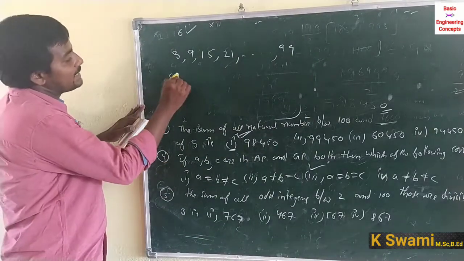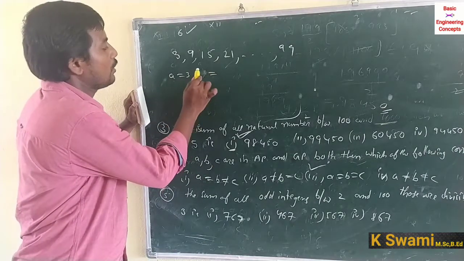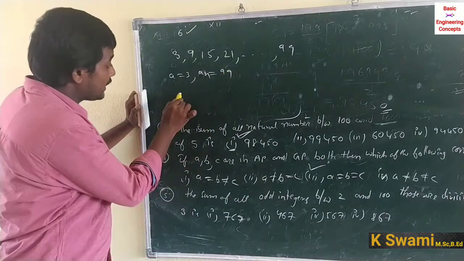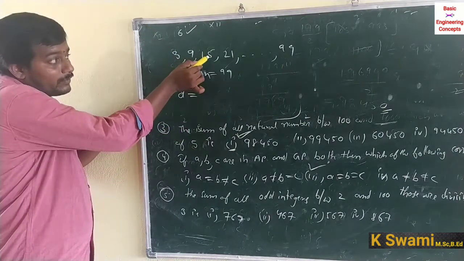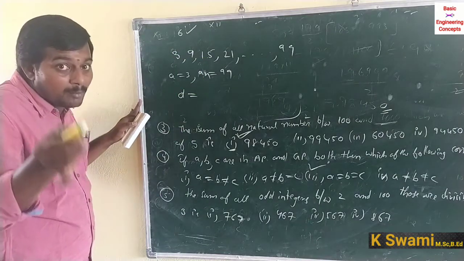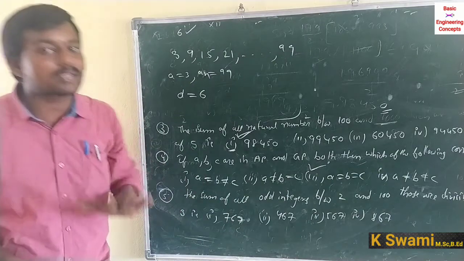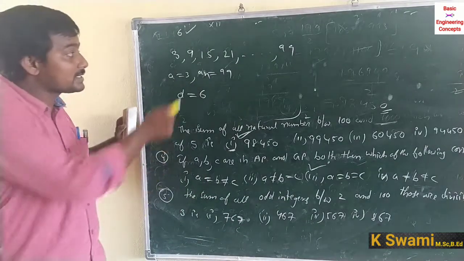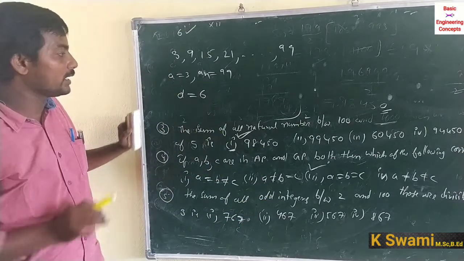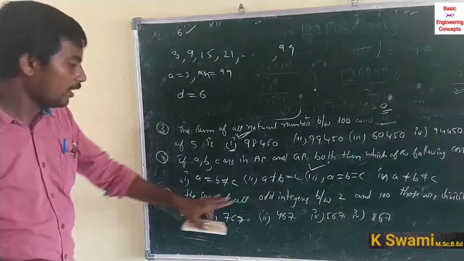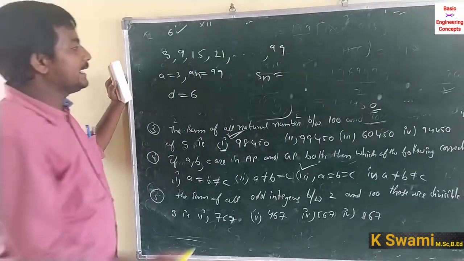So a is equal to 3, and the last number an is equal to 99, and the common difference d is equal to 9 minus 3, which is 6, and 15 minus 9 is equal to 6. The common difference is 6, because only odd integers are taken. So the sum of all odd integers means Sn is equal to n by 2 into a plus an.